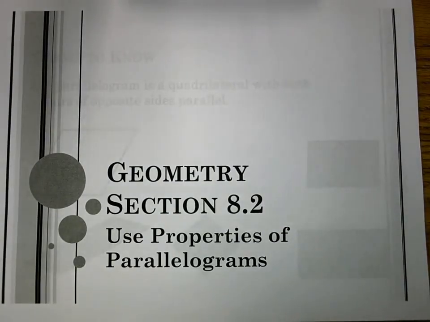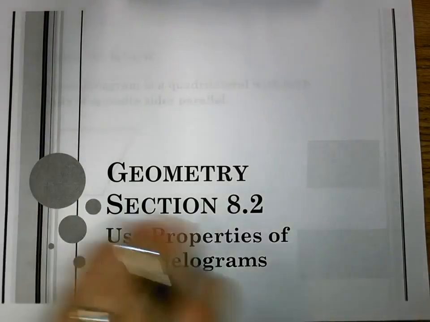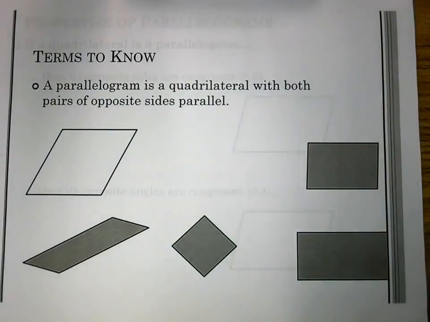Section 8.2 is our introduction to quadrilaterals, and this is where we look at our properties of parallelograms. Before we go further in our properties, we have to define a parallelogram. A parallelogram is a quadrilateral with both pairs of opposite sides being parallel. So all the shapes we have here, all the quadrilaterals shown, are in fact parallelograms.